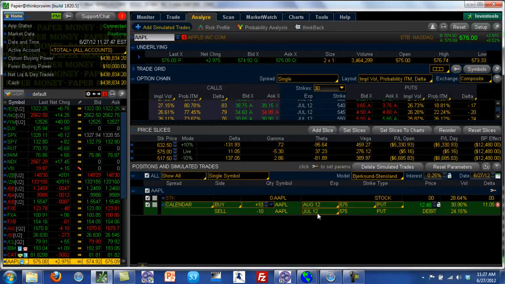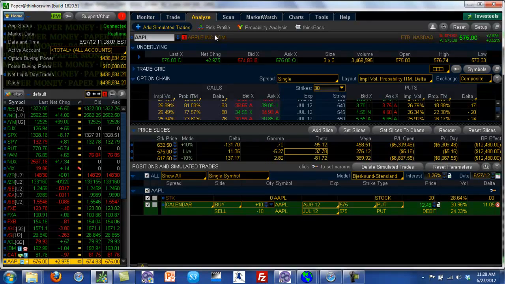And what this does for us is, because we are short the July option, time decay is going to be in our favor. And you can see that the net position has a theta value of $38. So we're going to gain from this position of $38 a day.